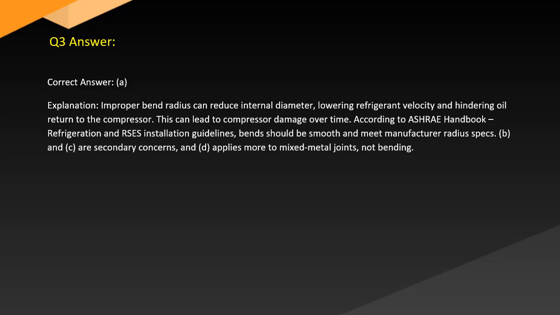Answer. Correct answer: A. Explanation. Improper bend radius can reduce internal diameter, lowering refrigerant velocity and hindering oil return to the compressor. This can lead to compressor damage over time. According to the ASHRAE Handbook, Refrigeration, and RSES installation guidelines, bends should be smooth and meet manufacturer radius specs. B and C are secondary concerns, and D applies more to mixed metal joints, not bending.